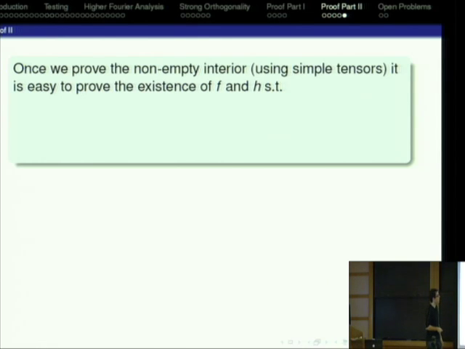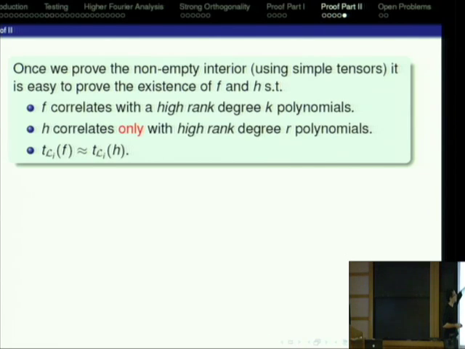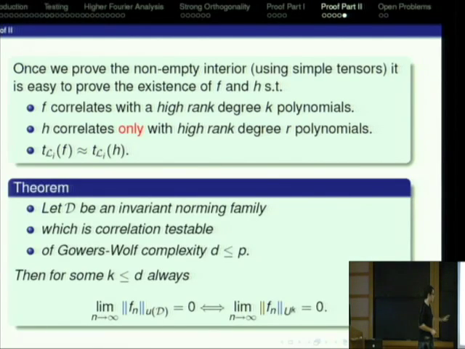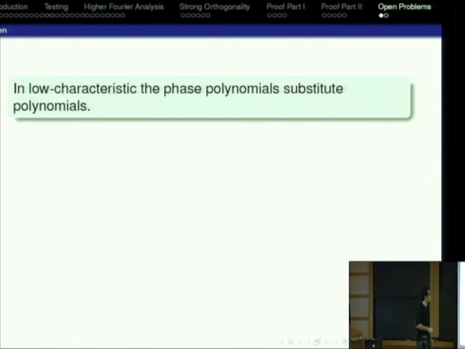Okay, so once you have this non-empty interior, it's easy to construct the functions g and h that we wanted with this property, because it gives us a very dense thing for a constant n. I'm not going to explain how to construct it, but this part is very easy once you have that. So this was the theorem that we proved. That was the proof. And let me just go to the open question part.